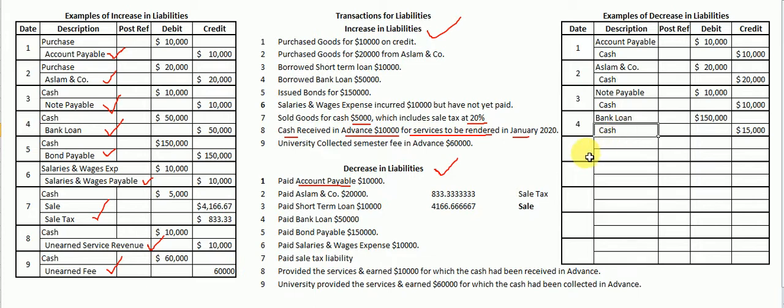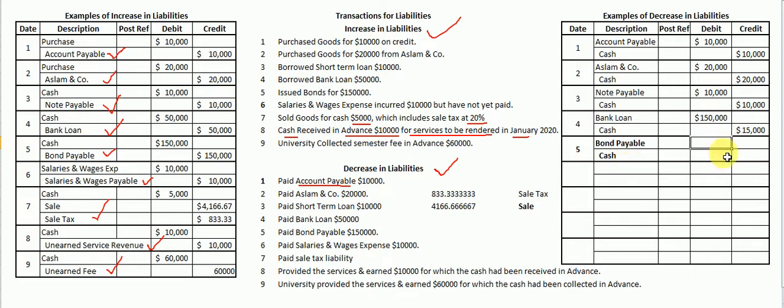Okay. Number 5 here, paid bond payable $150,000. So whenever you pay the bond at maturity, bond payable should be debited, and you have paid, for example, cash. Okay, that is how much? Bonds payable, that is $150,000.